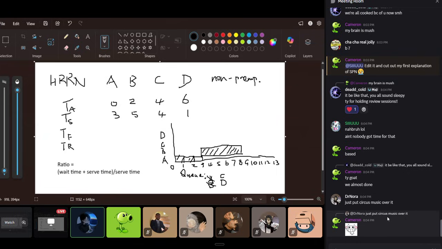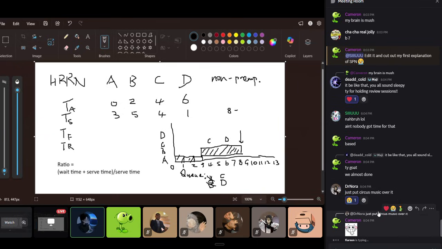Well, what is the arrival time of C? The arrival time is 4. And how long has it been waiting? C is supposed to arrive right here and D is supposed to arrive right there, right? So if C arrives right here and we're at this time right now, what would the wait time be? It's going to be 8 minus the arrival time, because that's how long it has been waiting. So 8 minus 4. This would be C's ratio, so the wait time plus service time. Just follow the formula right here.